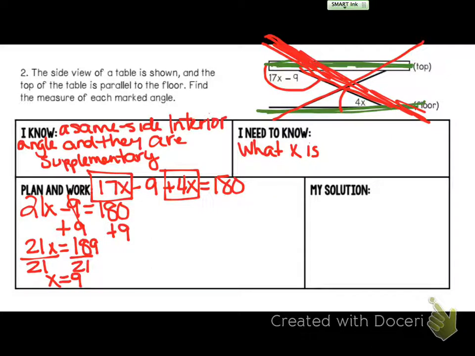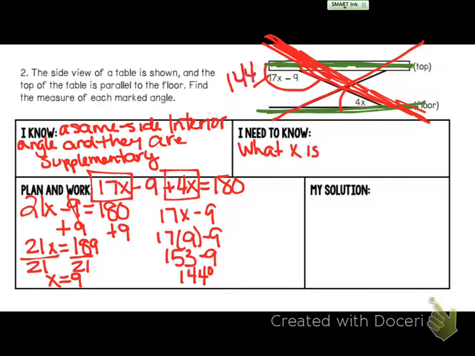So I'm going to say 17x minus 9. Well, x is 9. So 17 times 9 is what? 153. And 153 minus 9 should give me 144 degrees. So this angle is 144 degrees.